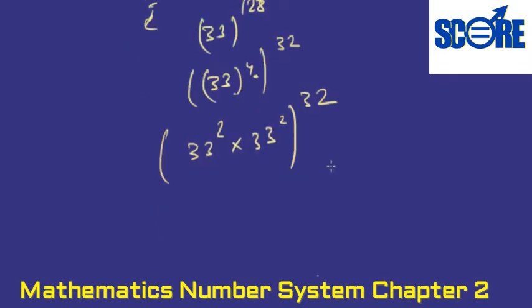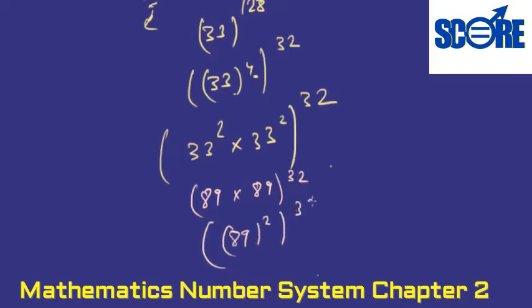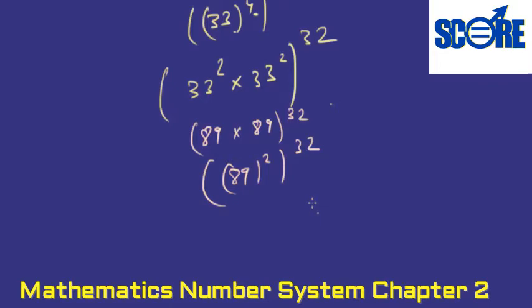And now 33 square is what? 33 square means 50 minus 17 square, and 17 square ends with 89, so this is 89 as the last two digits. Here I'm writing only the last two digits because I'm interested in that quantity only. Now 89 into 89 is 89 square raised to power 32. Now 89 square is what? 100 minus 11 square, and 11 square's last two digits are 21. So 21 raised to power 32.